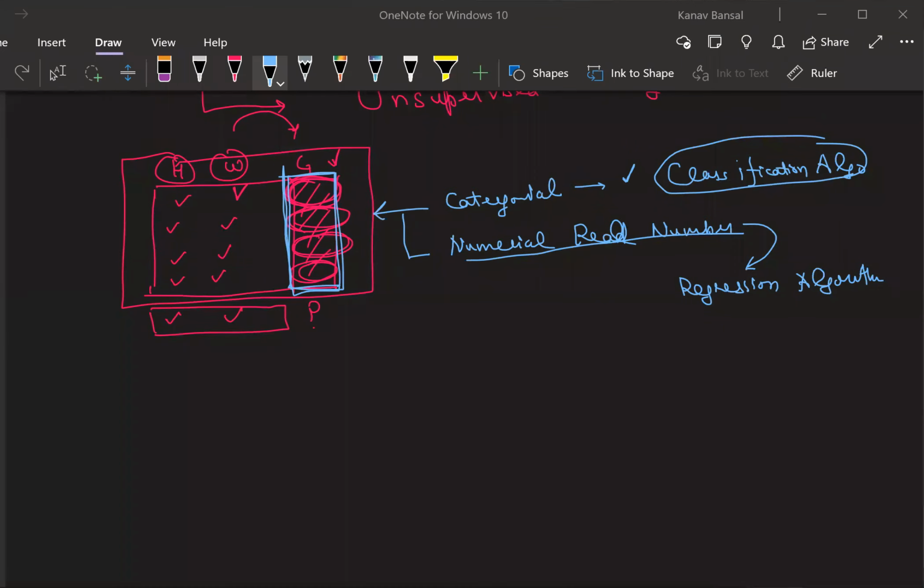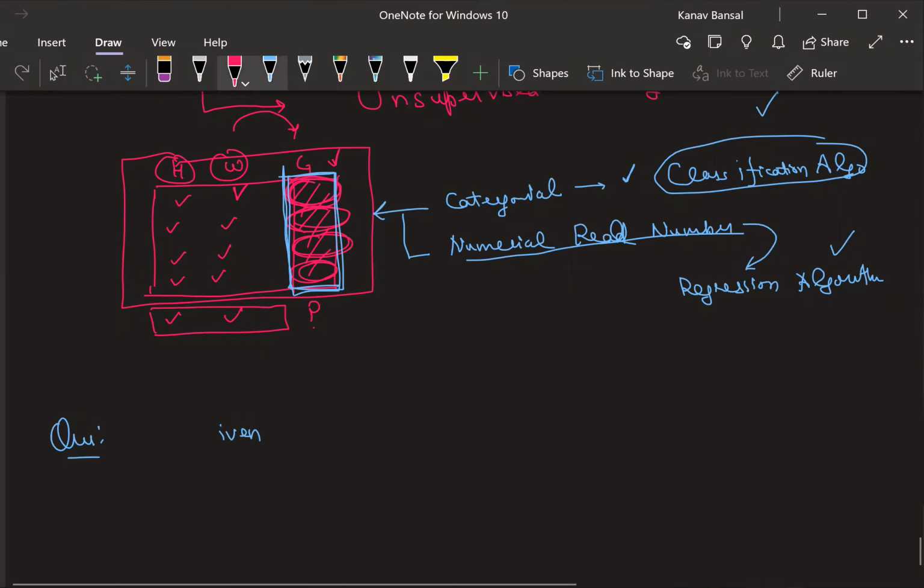Okay, so let me ask one question. You guys tell me whether to go with supervised or unsupervised, and if you are going with supervised, what kind of algorithm will you use? Will you use a classification algorithm or a regression algorithm on the data? Just try to see the question first.